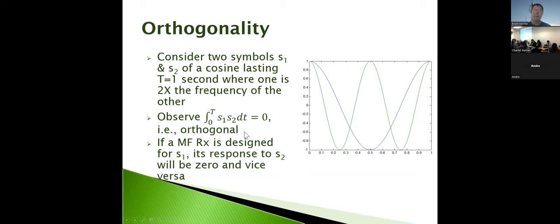So what can we learn from this? Well, a match filter designed for S1, we know that's optimal, right? And we can design a match filter for S1.